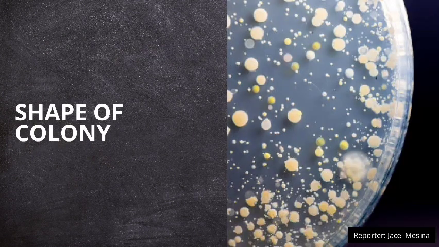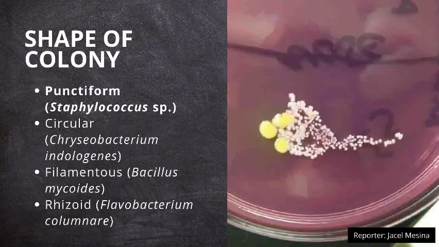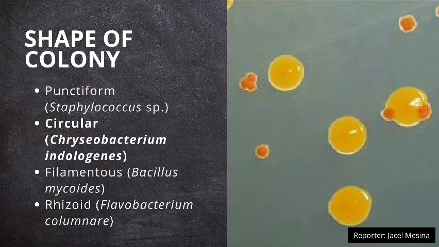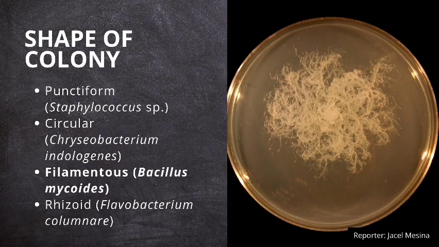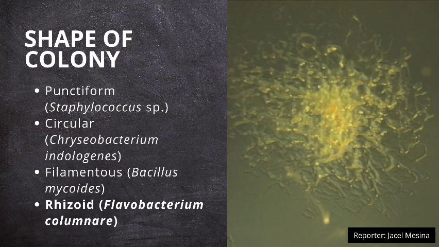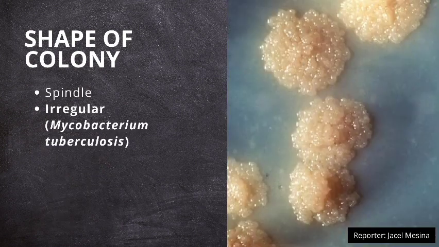Next, we have the various shapes of colony, namely punctiform, circular, filamentous, rhizoid, spindle, and irregular. For the first shape, the punctiform are colonies under 1 mm in diameter produced by some Staphylococcus species. Circular shape of the colony, Chryseobacterium indologenes. Filamentous shape of the colony, Bacillus mycoides, with long irregularly placed or interwoven threads. Rhizoid with Flavobacterium columnare as an example, that are irregular, branch or root-like in character. For the next one, spindle-shaped colonies, and lastly, irregular shape of Mycobacterium tuberculosis.